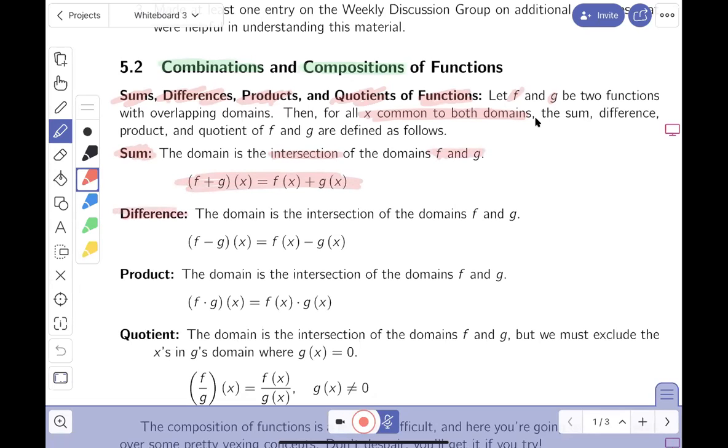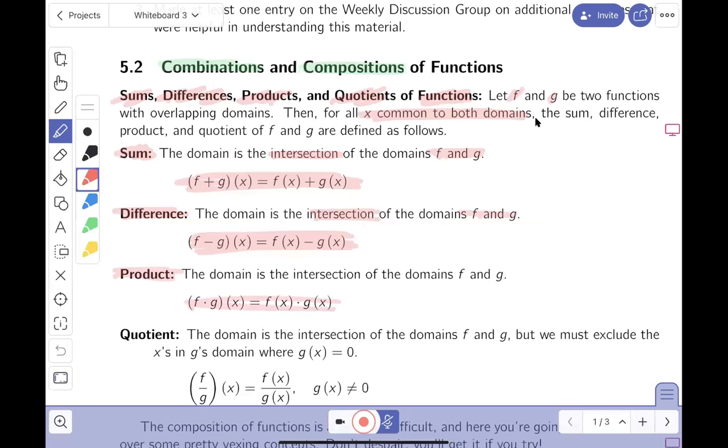How about difference? What's the difference going to be for two functions that have overlapping domains? Well, it's written this way over here. We're just subtracting those two functions. Now, subtraction is not commutative. Addition is, though. So the order in which you do it is important. Here's the deal, though: it's still the intersection of the domains of f and g. That's pretty reasonable.